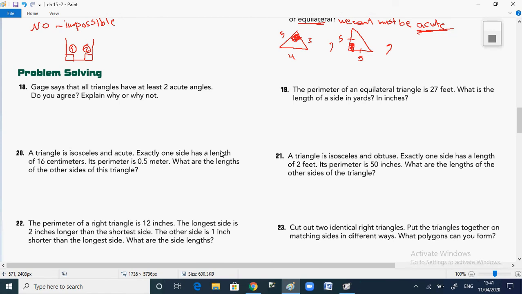Now, for problem solving, let me explain some problems here. From 20 to 23. Gage says that all triangles have at least two acute angles. Do you agree? Explain why or why not. Yes? Each triangle must have at least two acute angles. Why? Let me explain the three triangles based on the angle. One is right, acute, and obtuse.